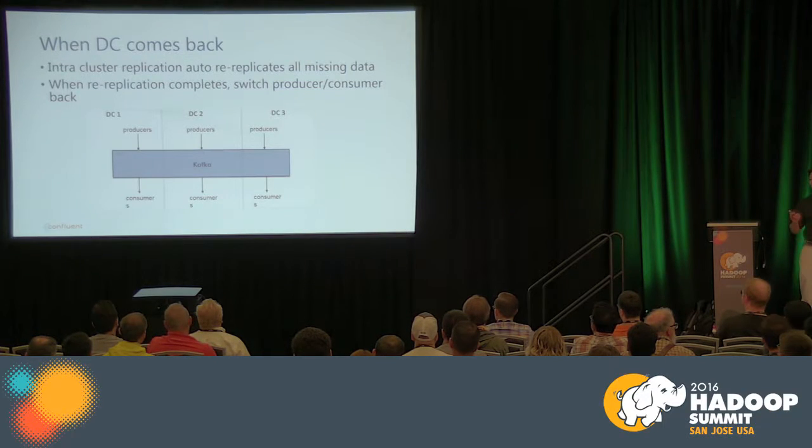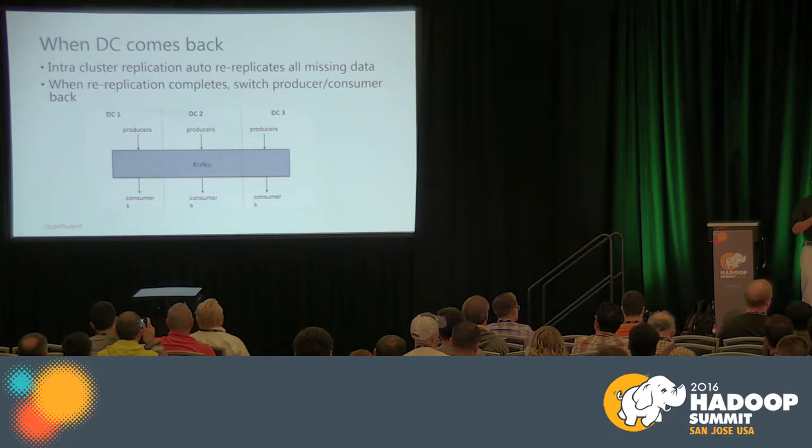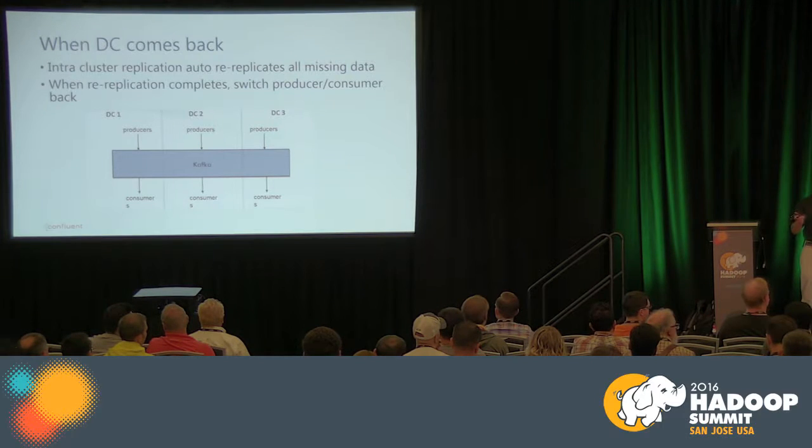Now, what happens when a data center comes back? The same thing happens because of the built-in replication we have. If your data center starts up, the intra-cluster replication logic knows how to automatically re-replicate all the missing data for you. And once they are fully caught up, those restarted data centers can be put into use. You can switch some of the producers and consumers over, and a lot of this will be done automatically for you. So that's also pretty easy.